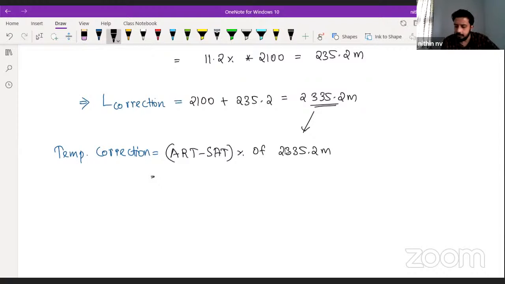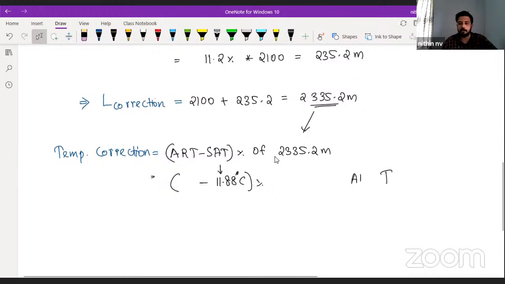So how can we calculate the ART? SAT is already given in the question, 11.88 degrees Celsius. How can we calculate the ART? Sometimes they will give it in the question, sometimes we have to calculate. The ART, atmospheric reference temperature equation, is monthly mean of average daily temperature plus monthly mean of maximum daily temperature minus the first value, divided by 3. This is how we have to take.